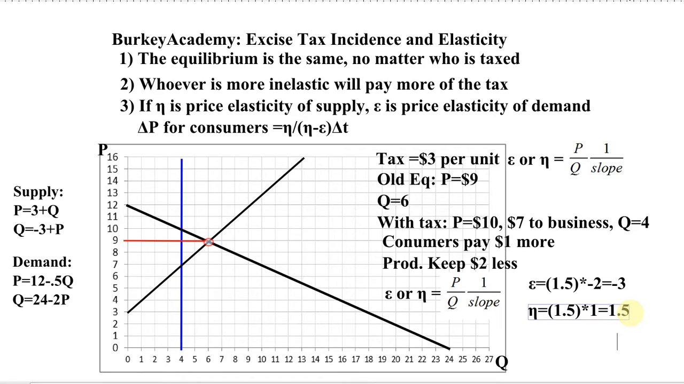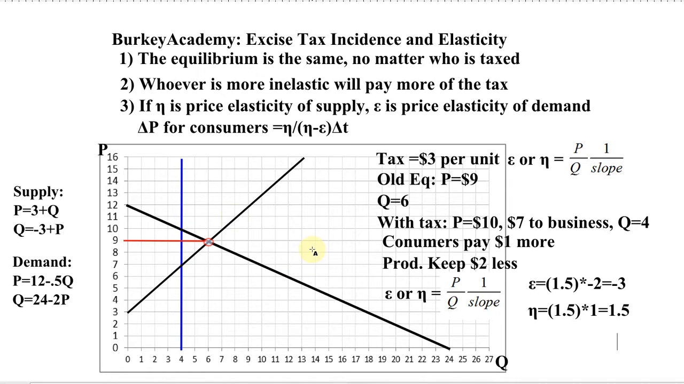price elasticity of supply. So item 2 here says whoever is more inelastic, whoever has the lower absolute value, will pay more of the tax. So price elasticity of supply has the lower absolute value. They're more inelastic than the consumers. That's why they're paying $2 of the tax instead of the consumers paying only $1 of the tax.